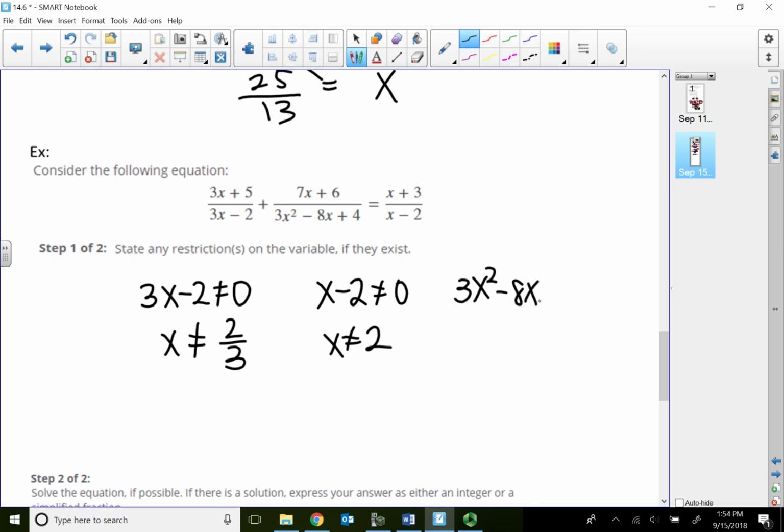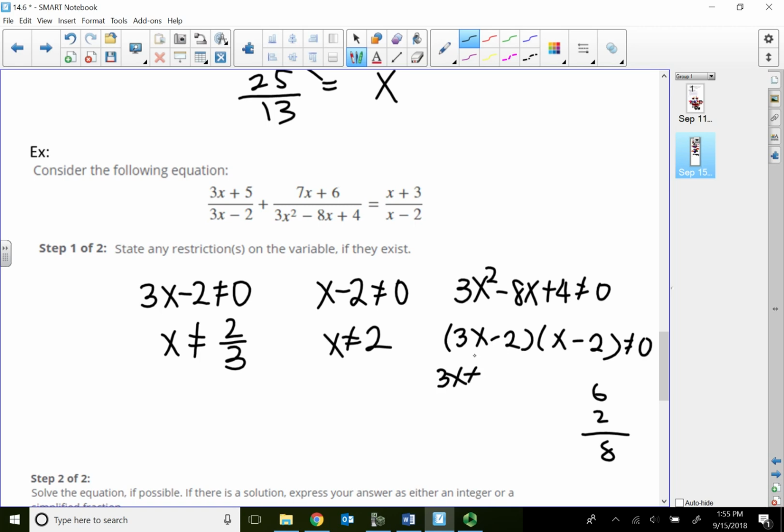3x squared minus 8x plus 4 cannot equal 0, so let's factor this trinomial. 3x and x, 4. I can use 2 and 2. So my outer is 6, my inner is 2. That will give me 8 in the middle. Since the last sign is positive, the two signs have to be the same. So in order to get negative 8, both of them have to be negative. So when I say each factor is not equal to 0, these are the same factors as the other two denominators. So x cannot be 2/3. And this one cannot be positive 2 again.